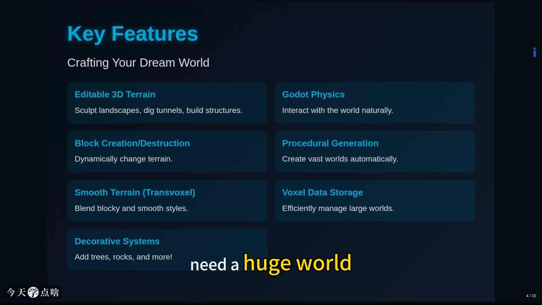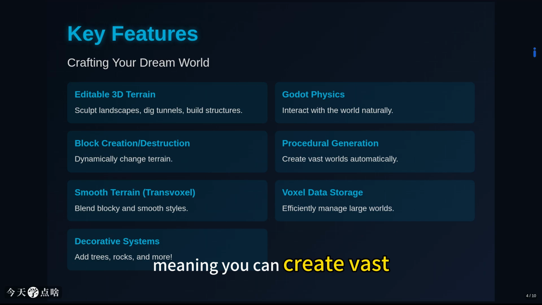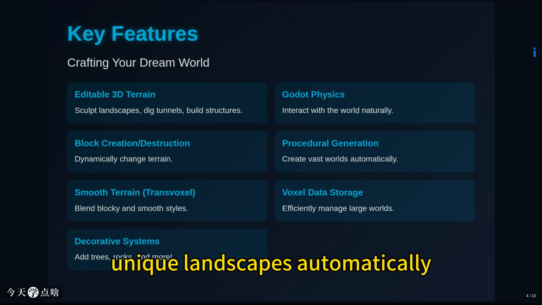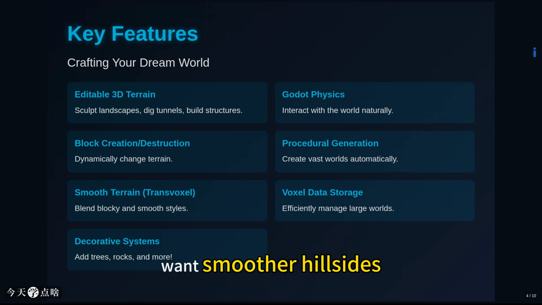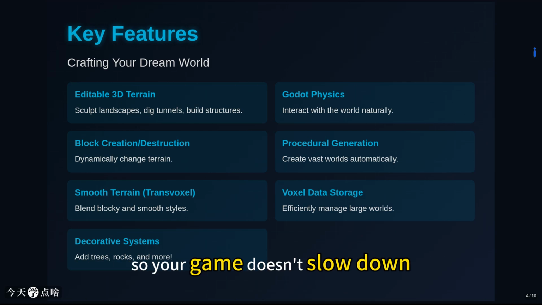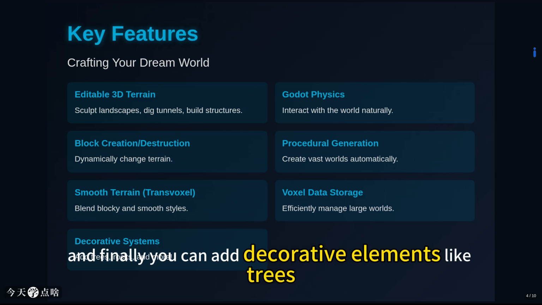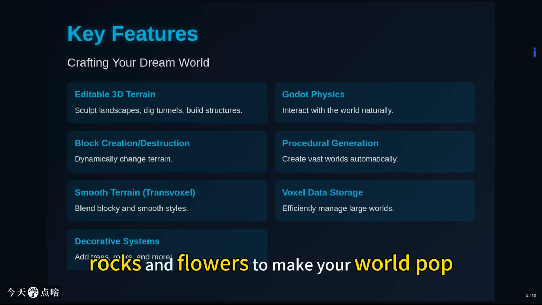Need a huge world? No problem. It supports procedural generation, meaning you can create vast, unique landscapes automatically. Want smoother hillsides? It has Transvoxel tech for that. It handles storing all that voxel data efficiently, so your game doesn't slow down. And finally, you can add decorative elements like trees, rocks, and flowers to make your world pop.